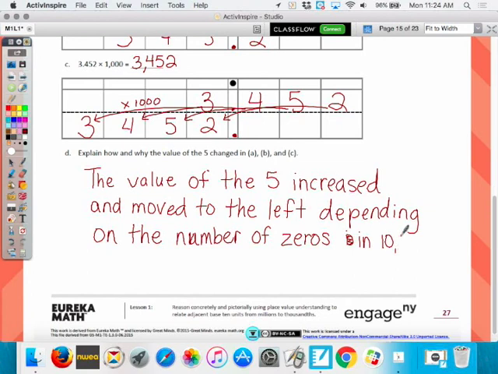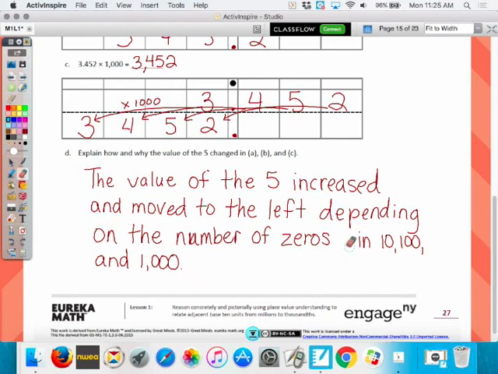10, 100, and 1,000. Make sense? The value of the 5 increased and moved to the left depending on the number of zeros in 10, 100, and 1,000. I left out something pretty important. Moved over place values to the left, but that's okay. I don't want to write any more than that, do you?